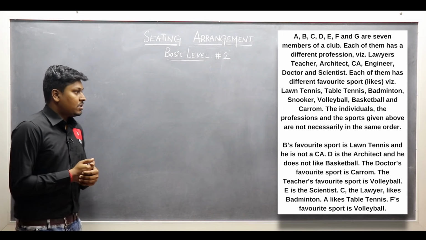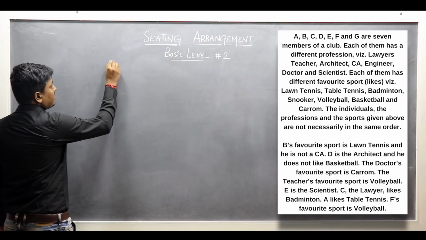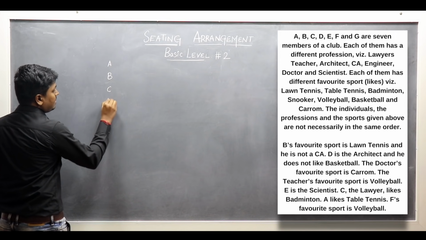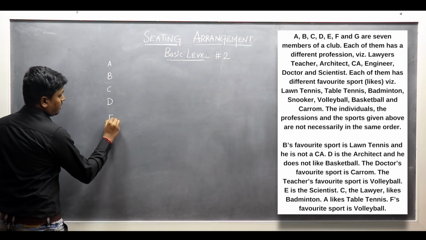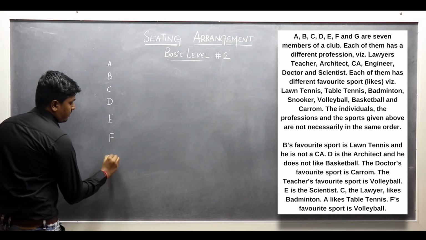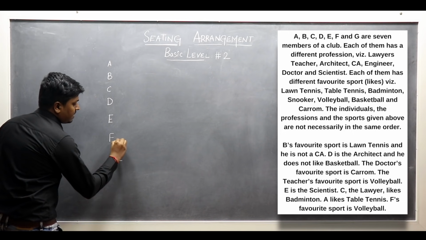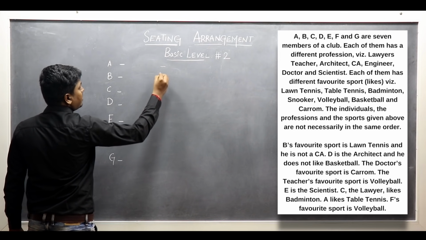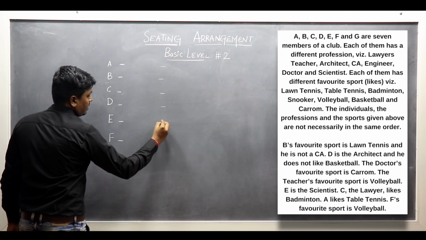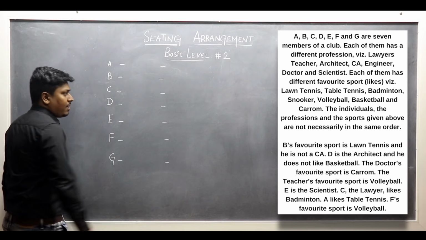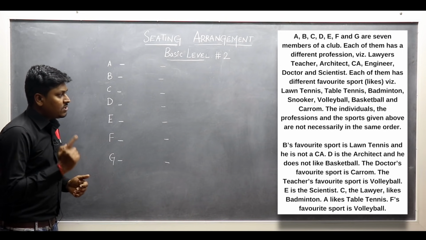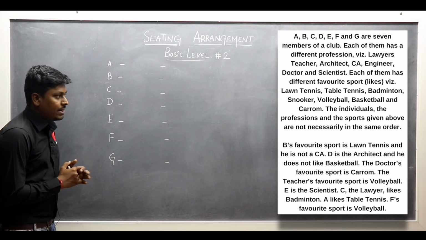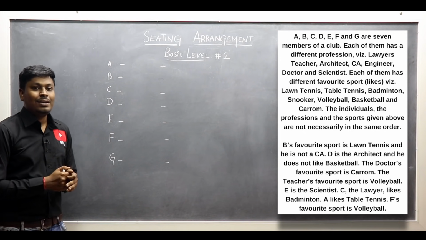Got it? So totally how many persons are there? 7 persons are there. So let me fix them: A, B, C, D, E, F and G. Each person likes a different sports game, and each person has a different profession. Got it? So first point, B's favorite sport is lawn tennis and he is not a CA.